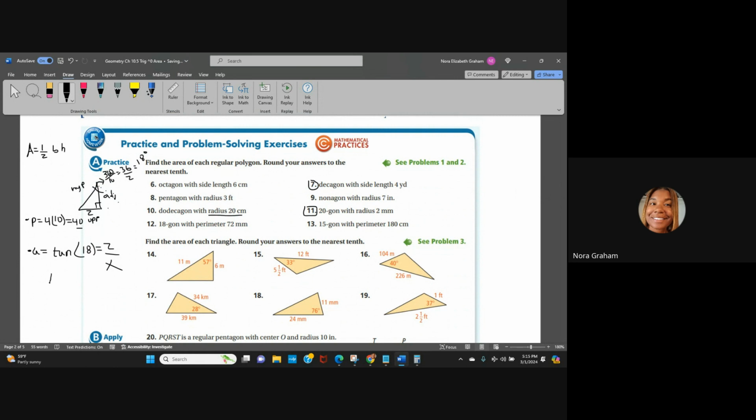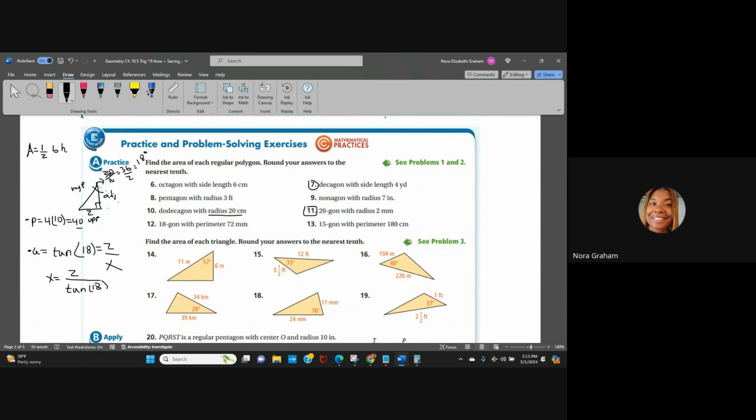So then again, sorry, I'm going fast. If you don't understand it, leave something in the comments. Just using algebra, I multiplied both sides by that. So 2, and then I divided, once I got the x over there, by tan of 18. Okay, so that's going to be my apothem.